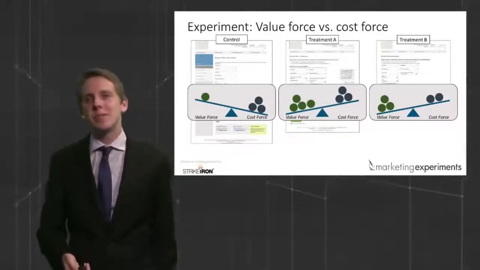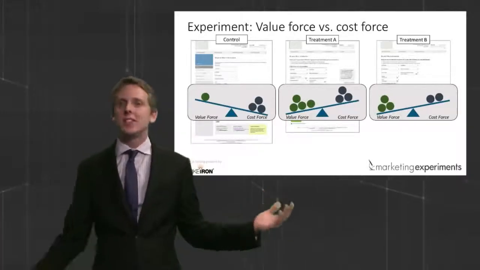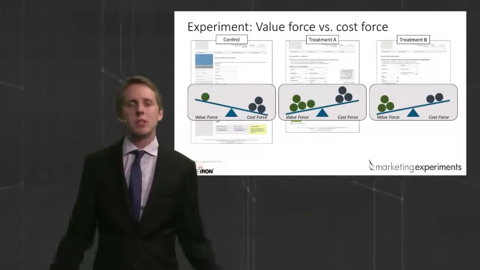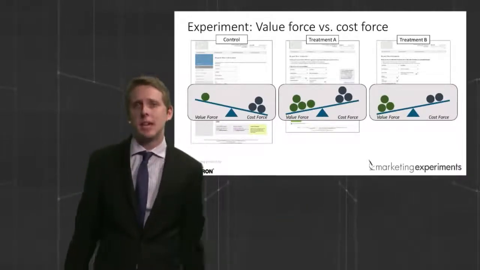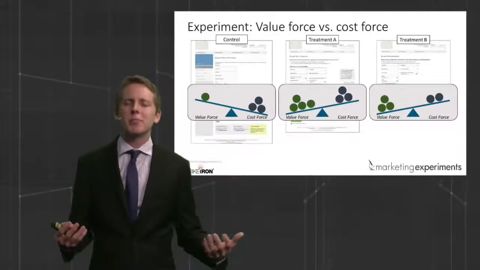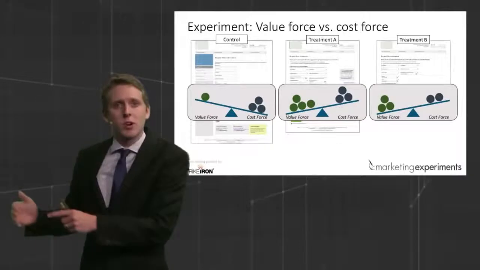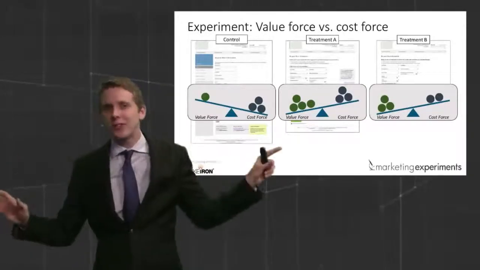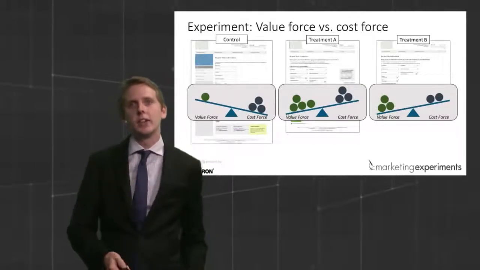And same with treatment B. This is why treatment B outperformed the control, because we intensified the value of treatment B as well, but we just didn't have as much cost. Now, it wasn't as much value as treatment A. So honestly, if you can start breaking your form fields out in this way, you can get away with asking for more, increasing the cost, as long as you are increasing the value as well.